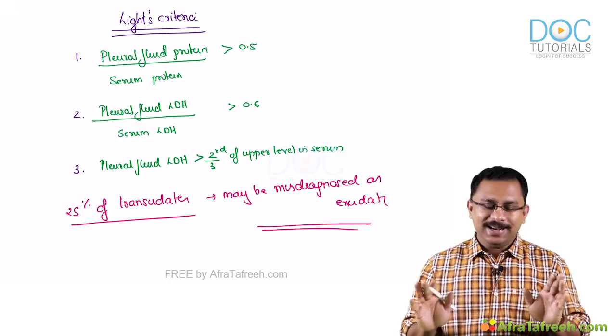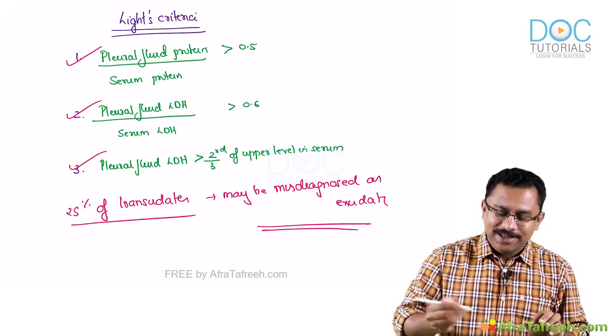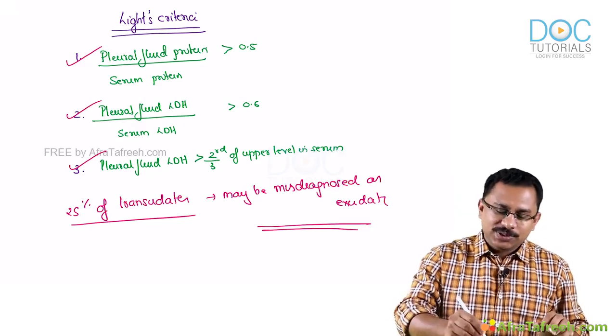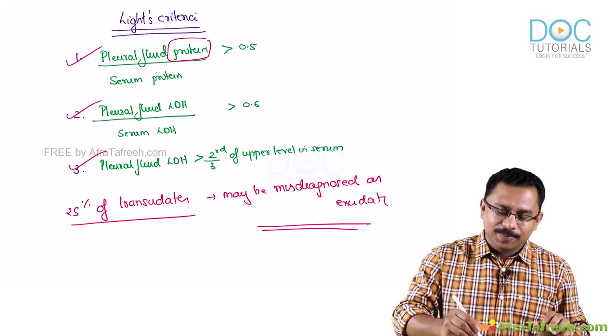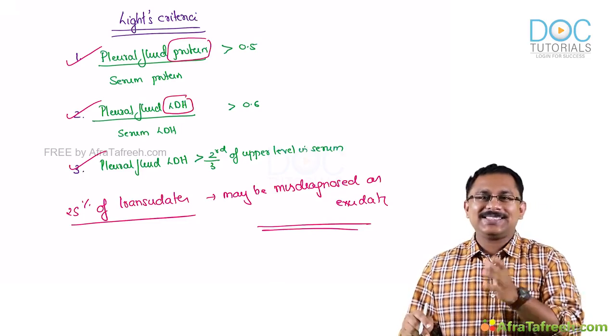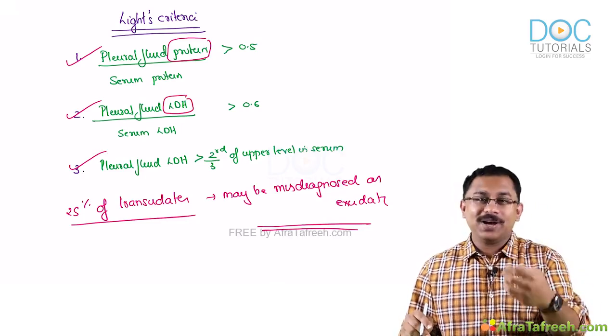Very clear. Pleural fluid protein to serum protein, pleural fluid LDH to serum LDH, and pleural fluid LDH more than 2/3 of the upper level in serum. So you see what parameters are being taken: the protein level as well as the LDH. That is what is used for Light's criteria, and keep in mind that they are not using the sugar values.